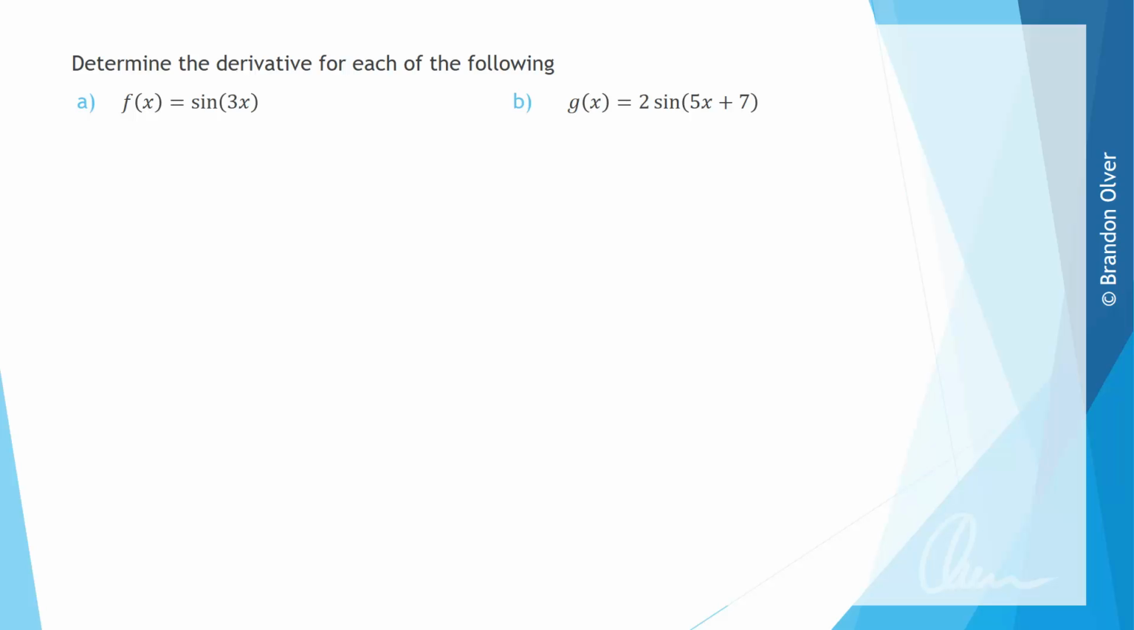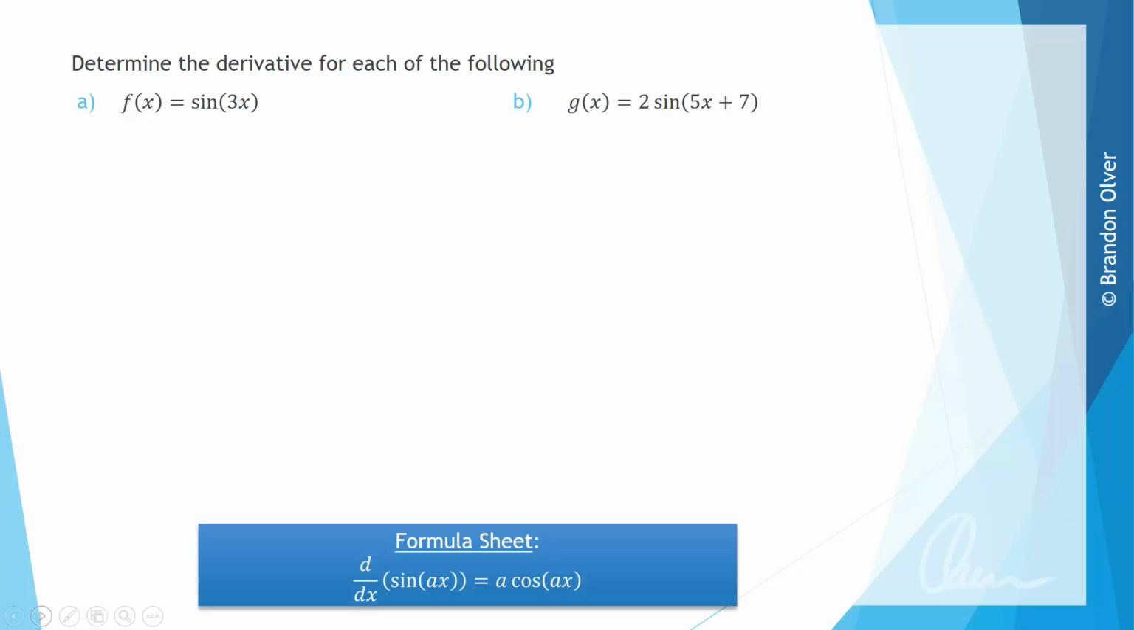Determine the derivative for each of the following. For part A, we have the function f of x equals sine of 3x. And we have a formula that allows us to differentiate sine functions of the form sine of ax, and we know that that simply differentiates to a times cos of ax.